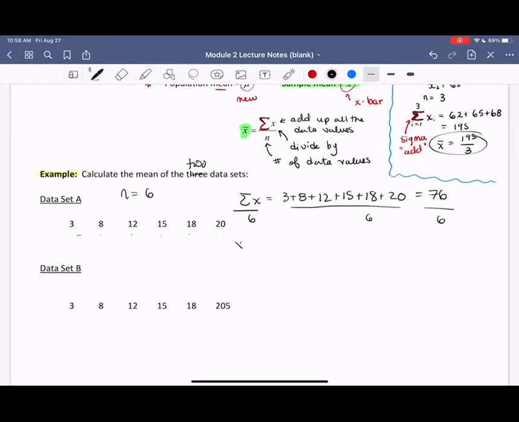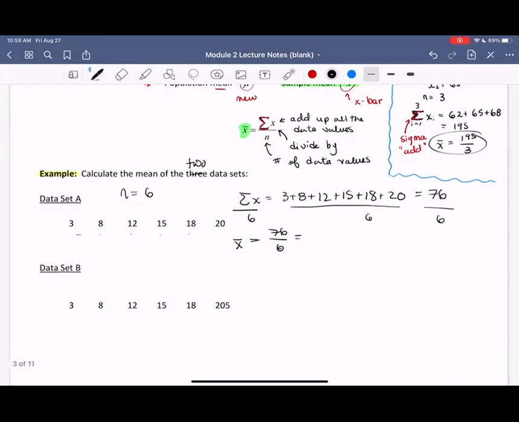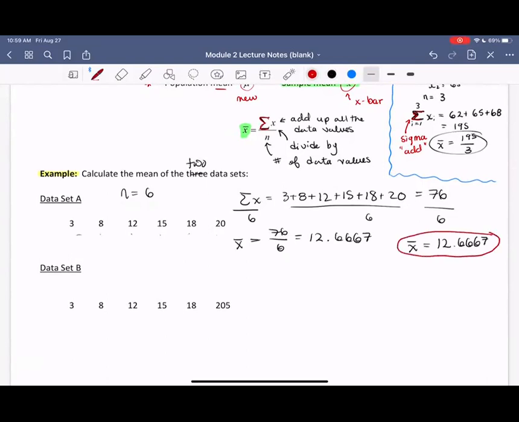So our X bar is going to be 76 over 6, which again, if we pull out our calculator, becomes 12.66, with the 6 just repeating, so we'll just round up. In this case, X bar, the mean or average, is 12.6667. Excellent work. So now please pause the video and work out the mean for the data set B.